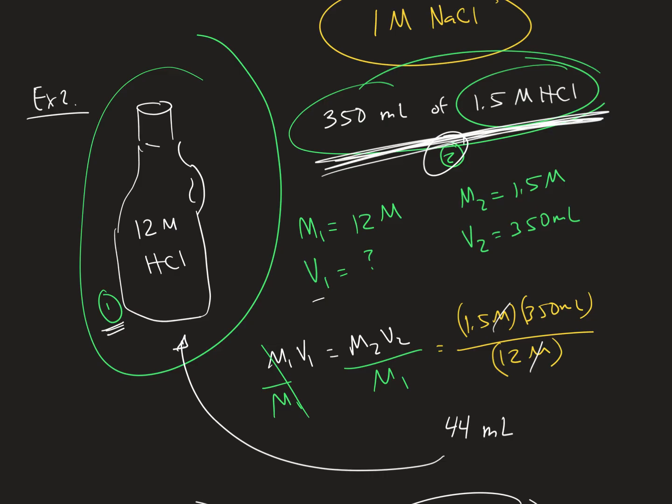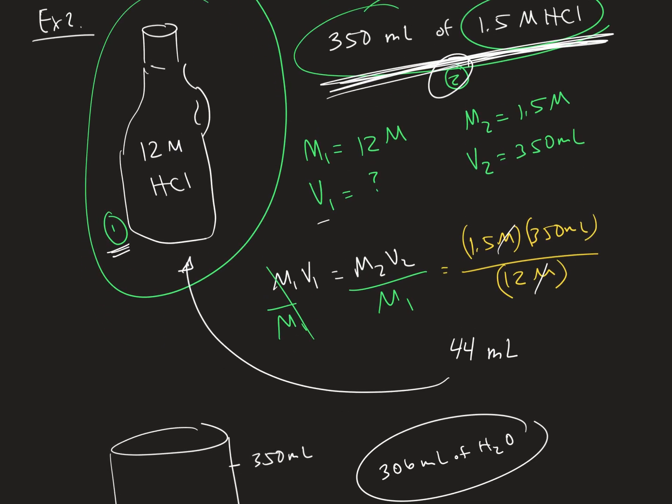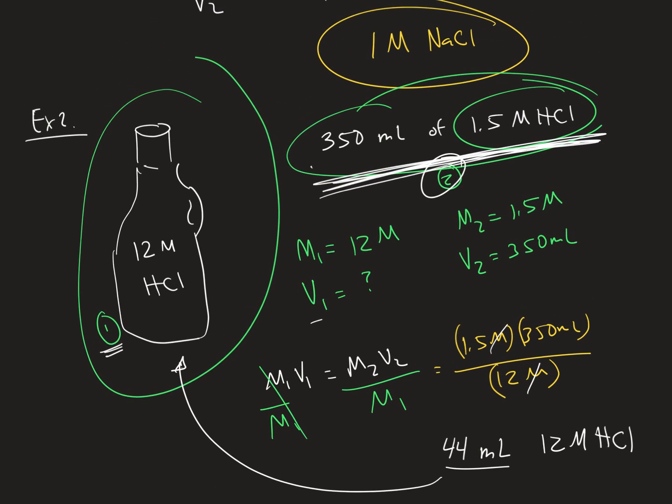Right? Okay, understood. The 44 ml is HCl, and the 350 ml is HCl plus water. So they're both HCl. The 44 milliliters is the 12 molar concentration of HCl. She's saying the 350 milliliters is the new mixture. That's right. The 350 is the 1.5 molar concentration.